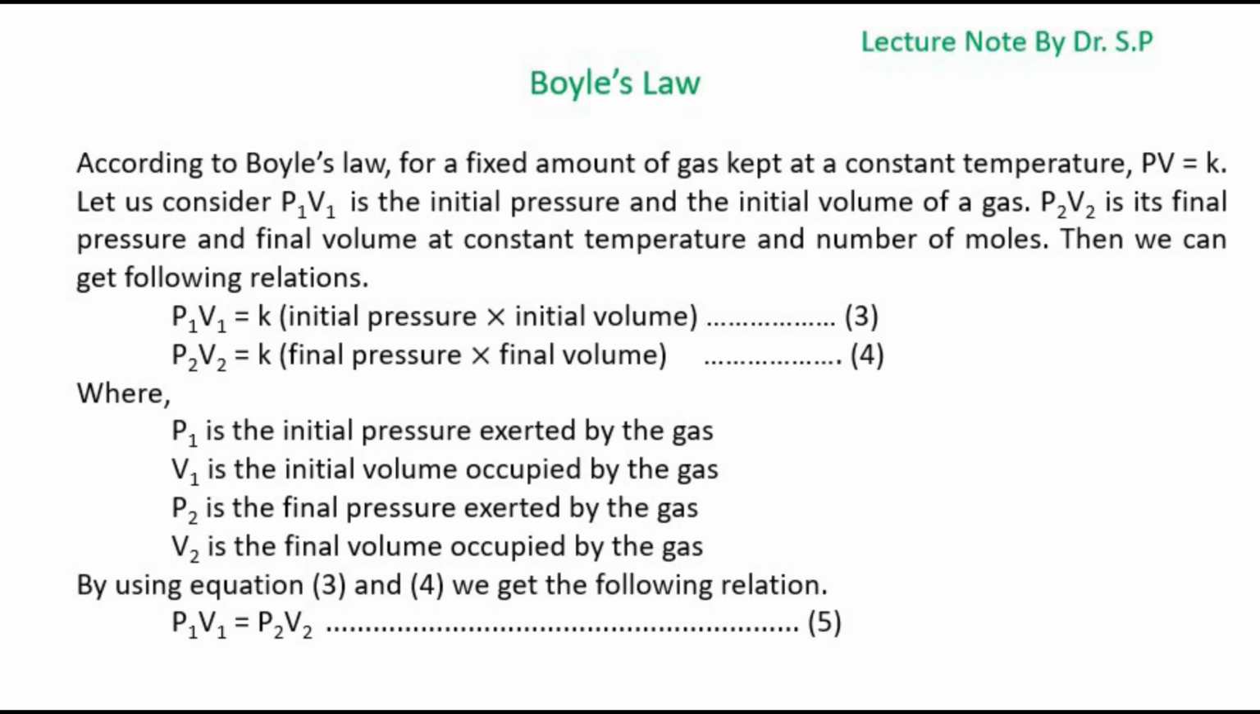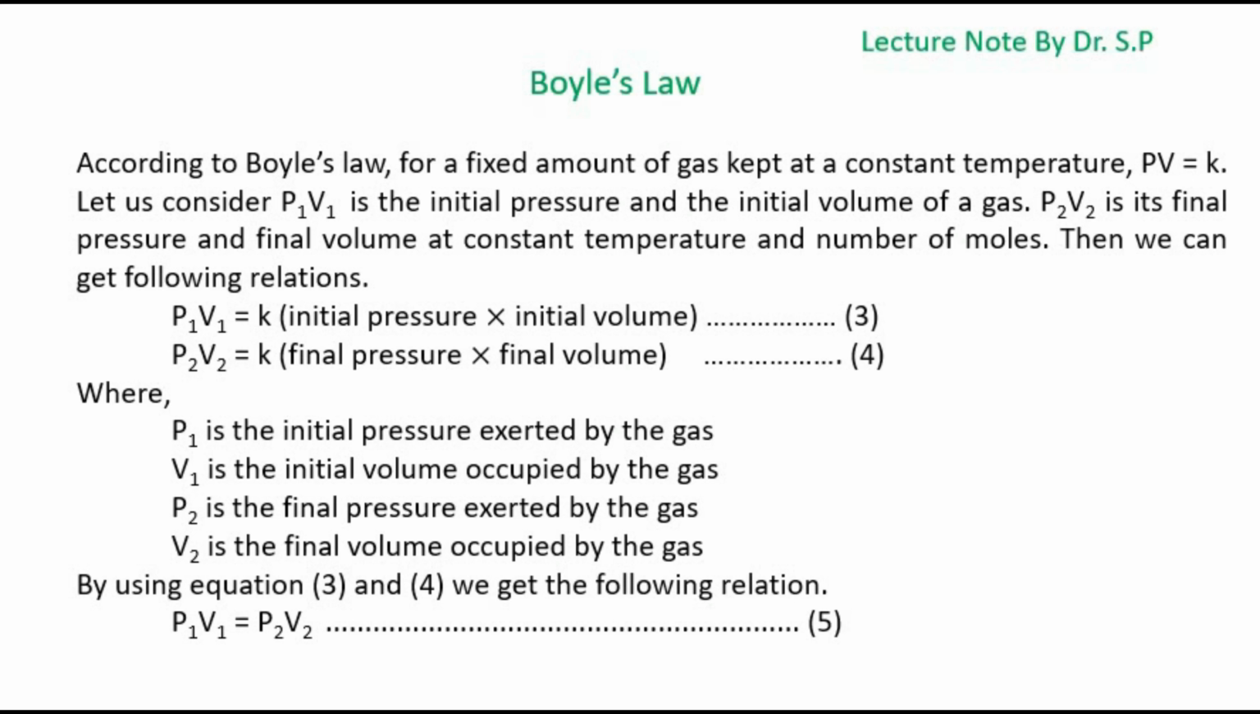According to Boyle's law, for a fixed amount of gas kept at a constant temperature, PV is equal to K. Let us consider P1 and V1 as the initial pressure and the initial volume of a gas, and P2 and V2 as its final pressure and final volume at constant temperature and number of moles. Then we can get the following relations.